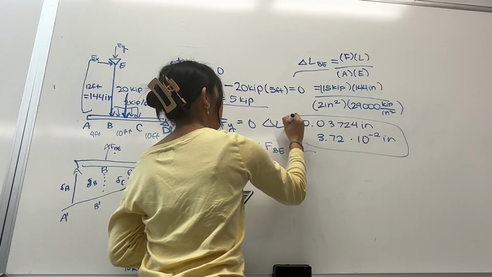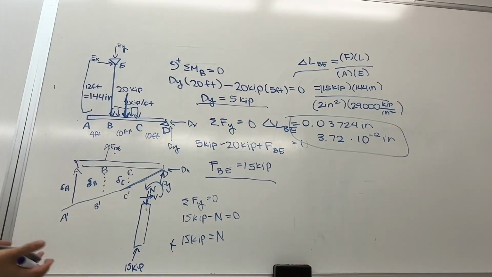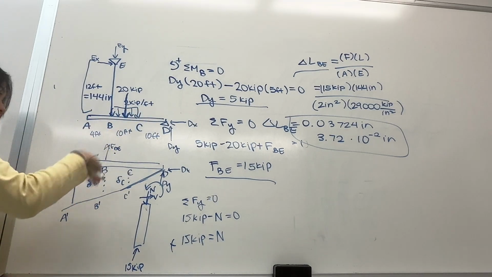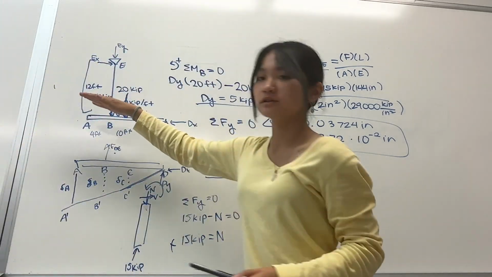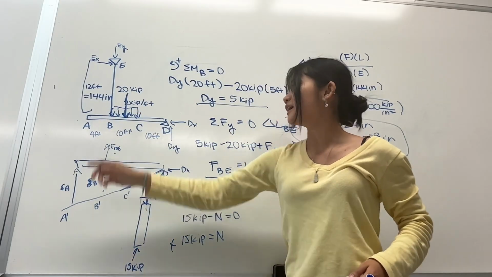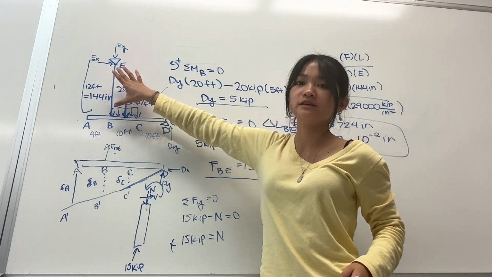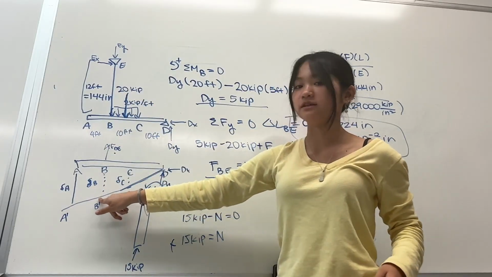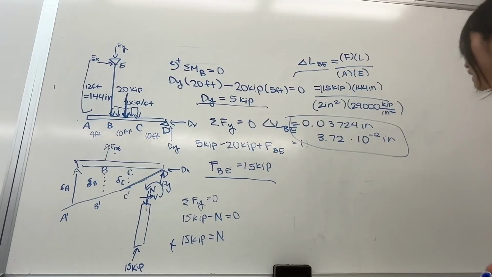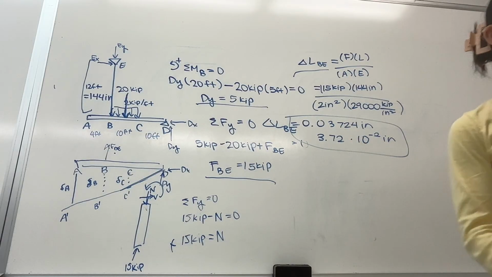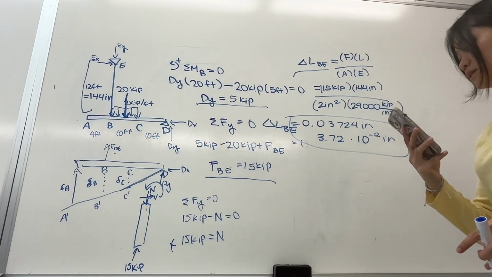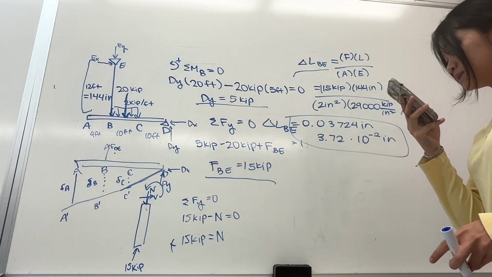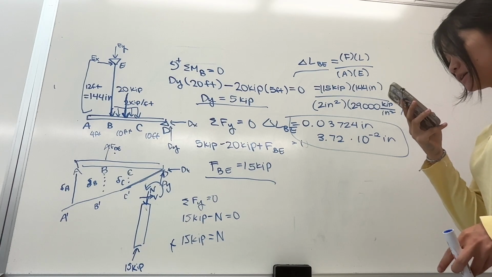That is our change in length of BE, right? Because when our bar goes from this to this, this length, BE, would have to increase, right? Because it's stretching to down here. And that is what this is. So I think there's one more part to this problem. Determine the consequent vertical displacement at point A.